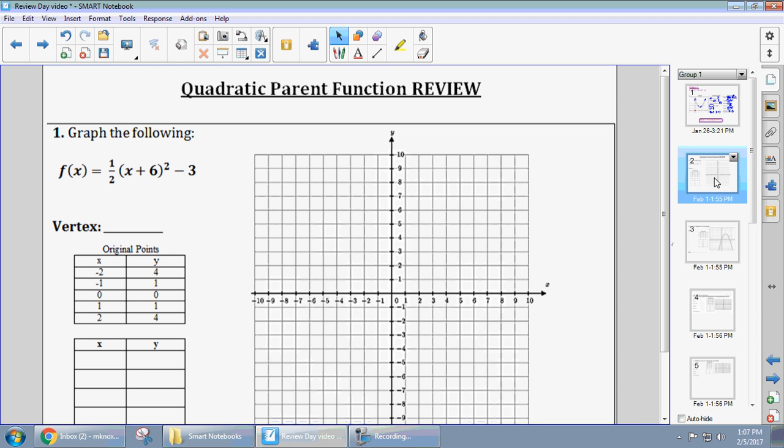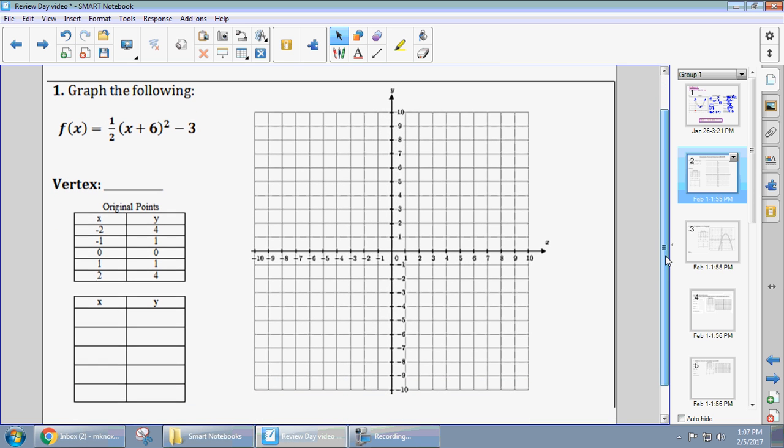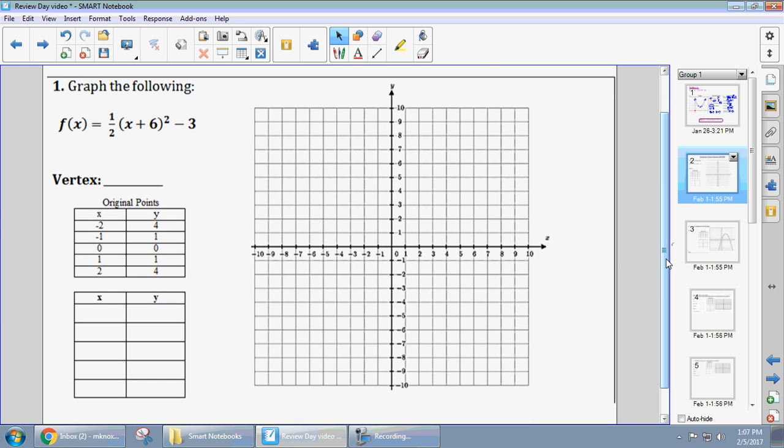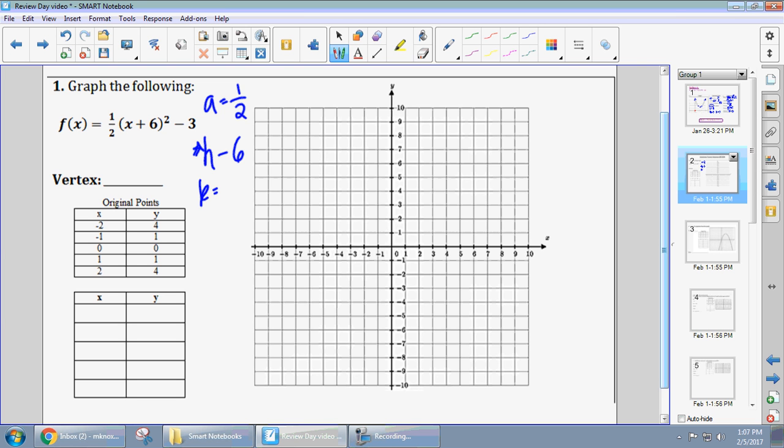Okay, so I've got to graph the following. It gives me f of x equals 1/2 times (x plus 6) squared minus 3. So let's go ahead and identify. My A is a 1/2. My H, remember, is going to be opposite what is in the equation, so it's a -6. And my K is a -3. So my vertex is -6, -3.